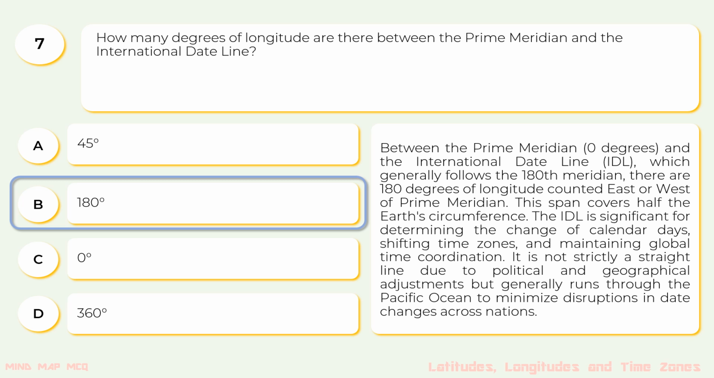Between the prime meridian, which is at 0 degrees, and the international dateline or IDL, which generally follows the 180th meridian, there are 180 degrees of longitude counted east or west of the prime meridian. This span covers half of Earth's circumference. The IDL is significant for determining the change of calendar days, shifting time zones, and maintaining global time coordination. It is not strictly a straight line due to political and geographical adjustments, but generally runs through the Pacific Ocean to minimize disruptions in date changes across nations.